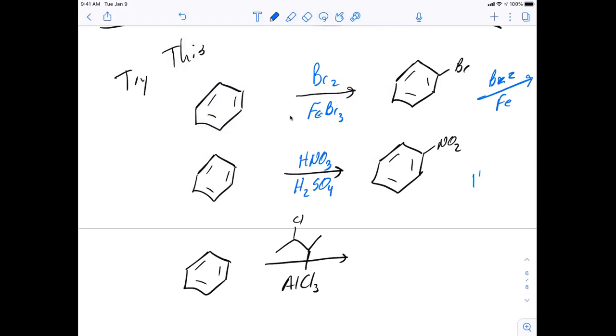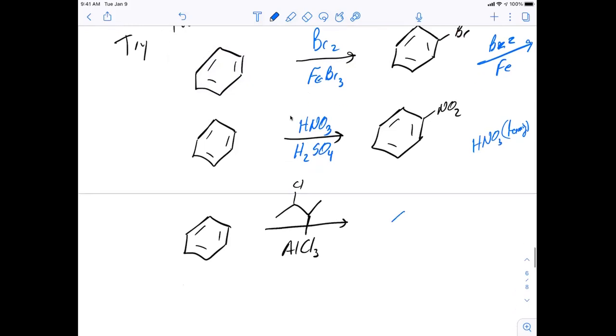Some texts will also have HNO3 fuming. Like I said, older textbooks will have that. Textbooks with authors that started in the 70s will have that, but really it's hard to buy fuming nitric acid because it's a dangerous compound.